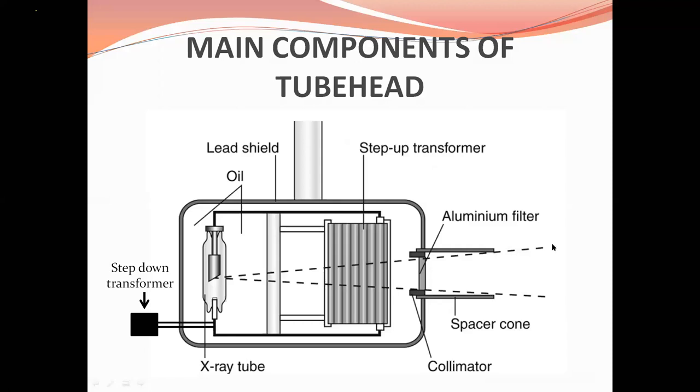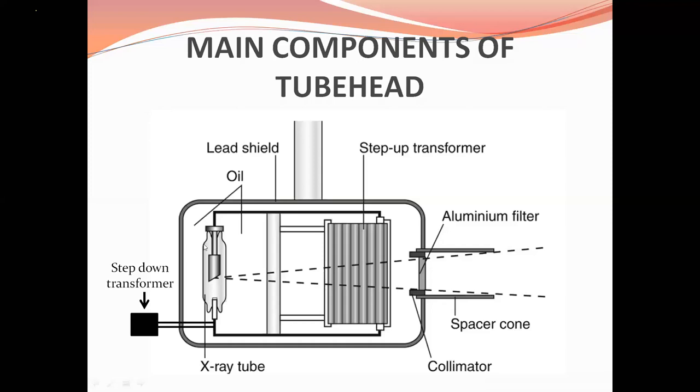Now, there are several components of the tube head. The main component of interest is basically this X-ray tube, which is connected to two sets of transformers. One is called a step-down transformer, one is a step-up transformer. This whole X-ray tube is enveloped inside with oil. And these broken beams which you see, these are basically X-rays. They pass through two things. One is called the collimator, and one is your aluminium filter. And this is a spacer cone.